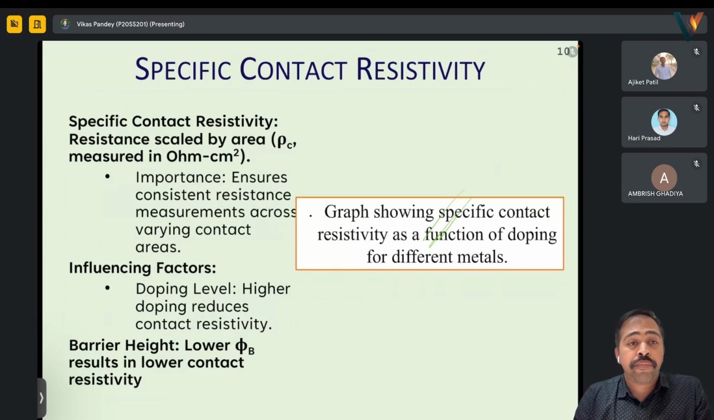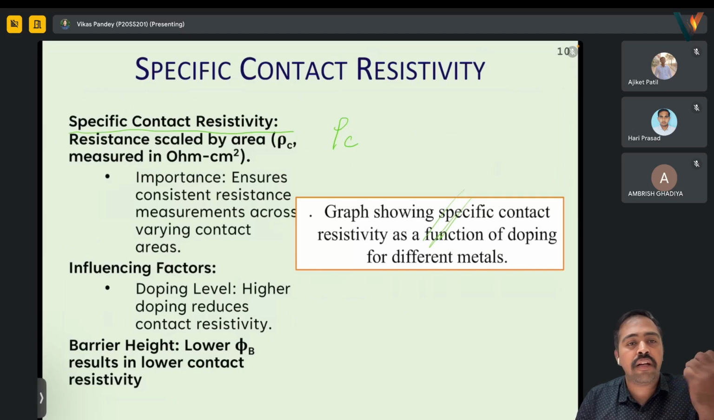When we are talking about contact resistance, how do we measure it? Because the area can be different. So it is called specific contact resistivity, and it is measured in ohm centimeter square. This is resistance scaled by area. It ensures consistent resistance measurement across varying contact areas.